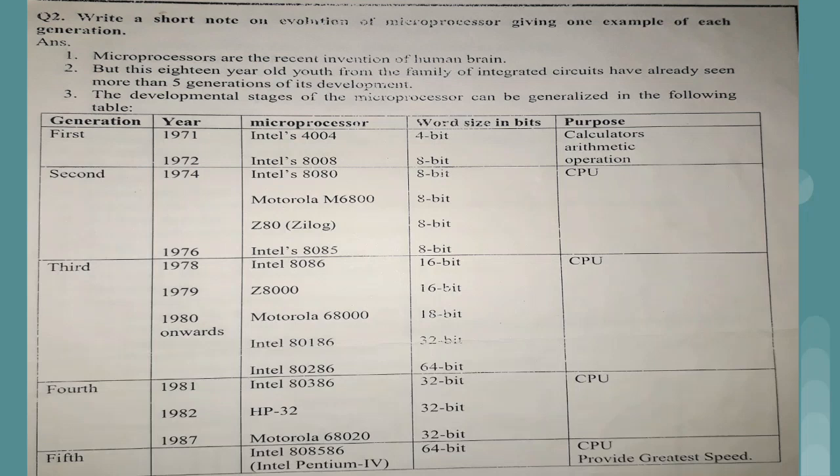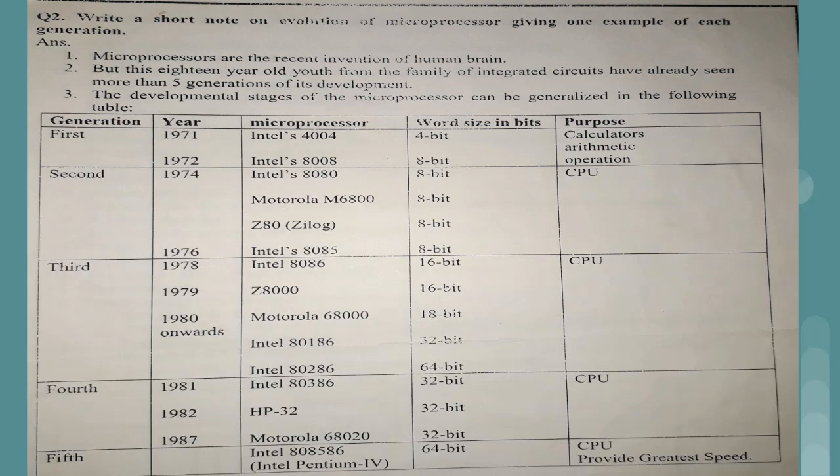Now we are moving to the next question. The next question is: write a short note on evolution of microprocessor, giving one example of each generation. As I said, we have a total of 5 generations of computers. If you notice, 8085 is actually part of the second generation.